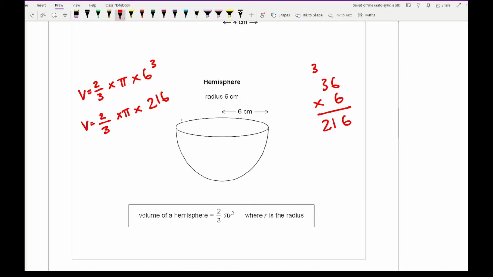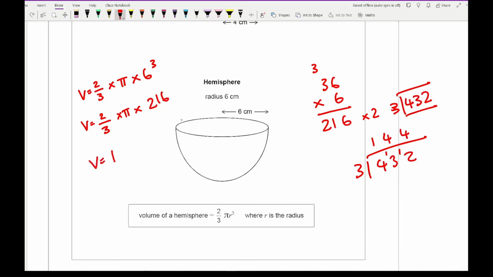Then from this, what I need to do is multiply this by 2, which gives me 432, and then divide that by 3. So again, just working this out, I've got 1, and then 4, and then 4. So 144. So that's going to be volume equals 144 pi.